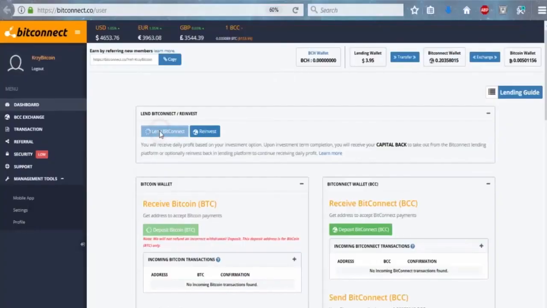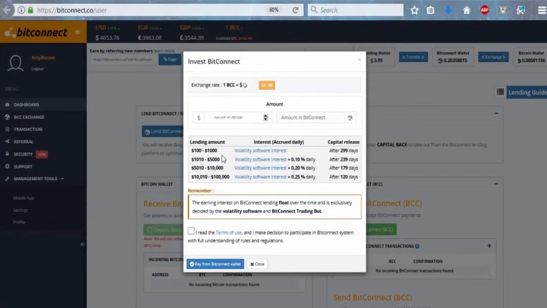So, when we deposit $100, and then we go and buy Bitconnect with that $100 worth of Bitcoin that we transferred in, we're actually lending the Bitconnect out. If we want to lend, these are the amounts we can lend, and this is the amount of time we get it back in. The more money you invest, the shorter the period of time is, and the sooner you get your capital back. It's kind of an incentive to invest more money. We're going to take a look at the $5,000 investment because it's about 6 months. It's easy to do the math.